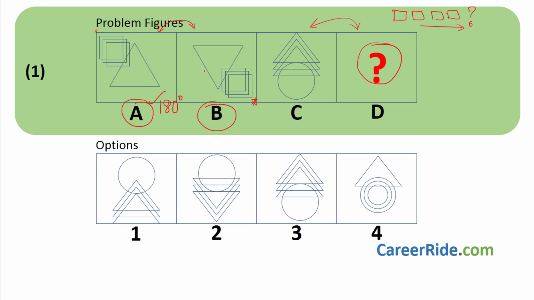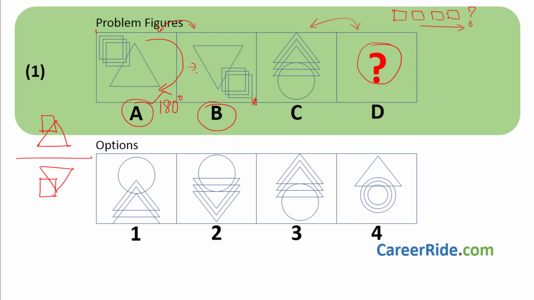Please remember, this is not the mirror image. I'll show you how the mirror image looks. Now for the triangle, if this is a square, the mirror image will be like this. This square will come on this side only, but here it is on the right hand side. That means this entire figure has been turned like this, and we get this answer.